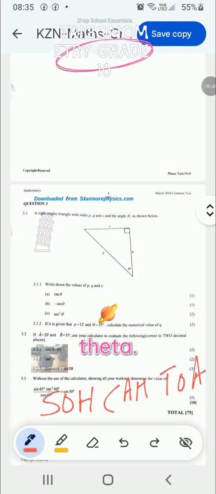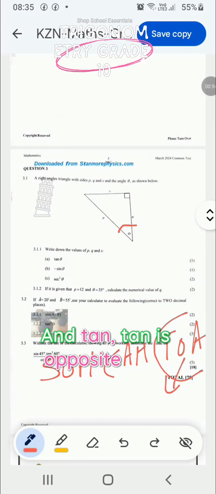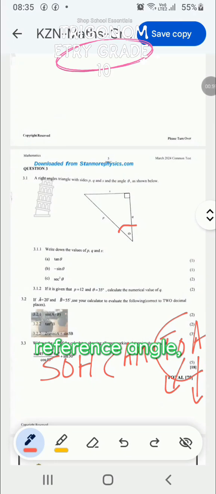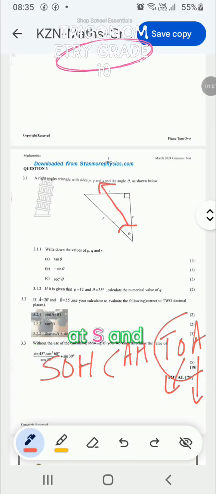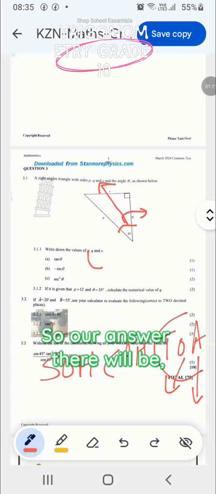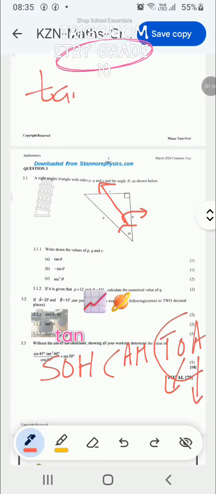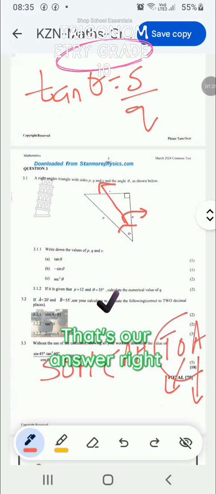Now we're looking for tan theta. This is theta, and tan is opposite over adjacent. If theta is our reference angle, the opposite is right there at S, and adjacent is next door. So our answer there will be tan theta is equal to the opposite, S, over the adjacent, Q. That's our answer right there.